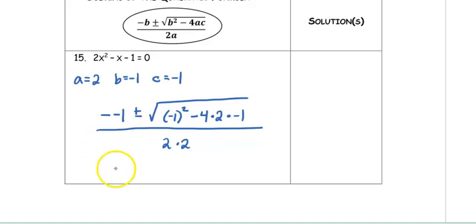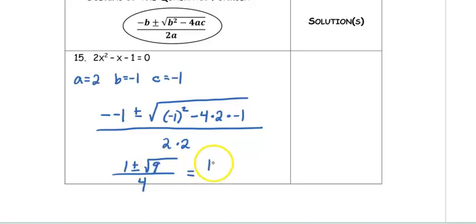So then how I simplify it is the negative 1 is positive. On the bottom, the 2 times 2 is 4. And then I type in the numbers underneath the square root. That's called the discriminant. I don't type in the square root, just the negative 1 squared minus 4 times 2 times negative 1. So that gets me 9.